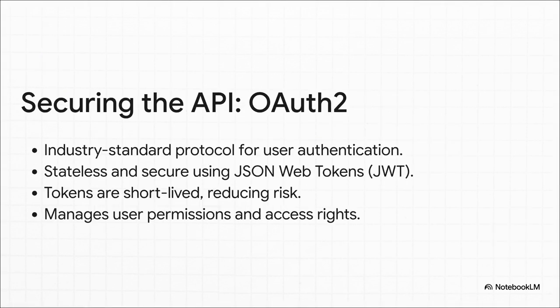Security first. You can't just leave an API endpoint wide open on the internet. That's a recipe for disaster. We lock it down using OAuth 2, which is the industry standard. This whole system makes sure that only authorized applications with a valid temporary token can ask our model for a prediction. It's all about protecting the model and the data.